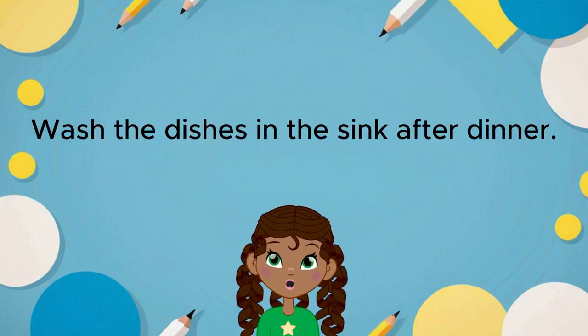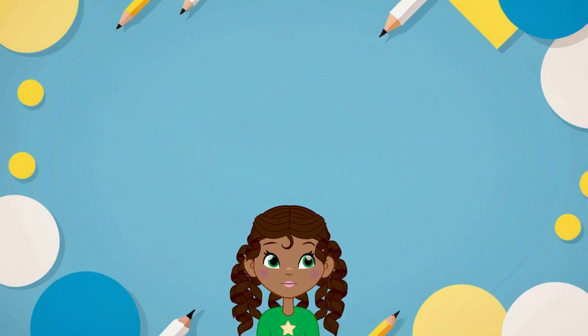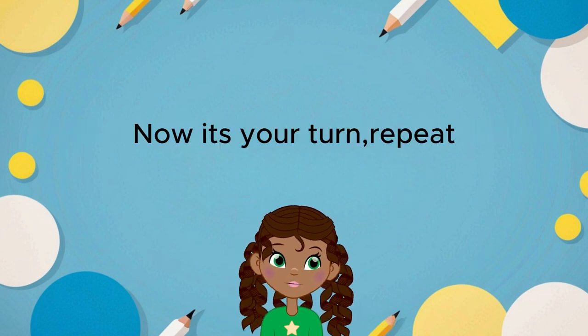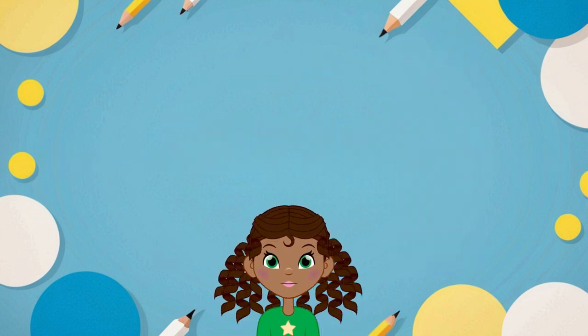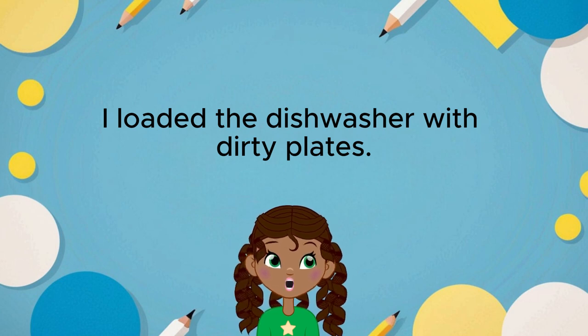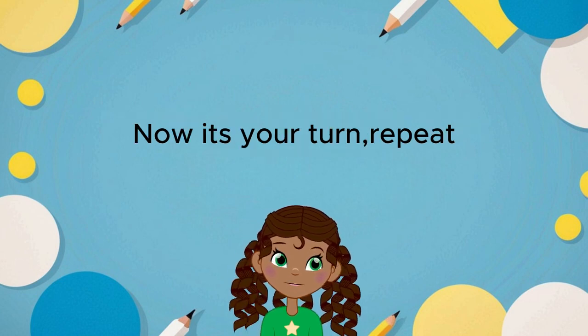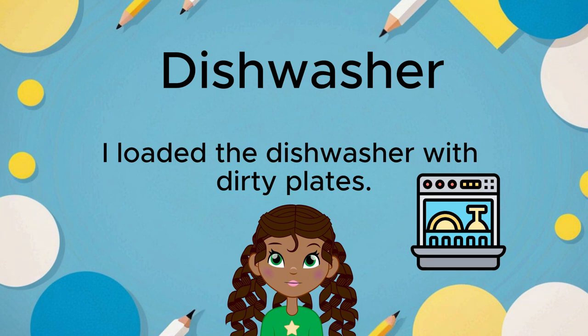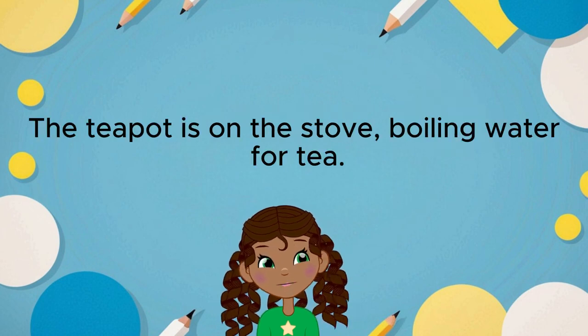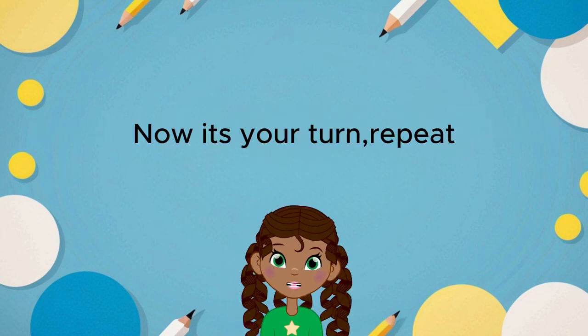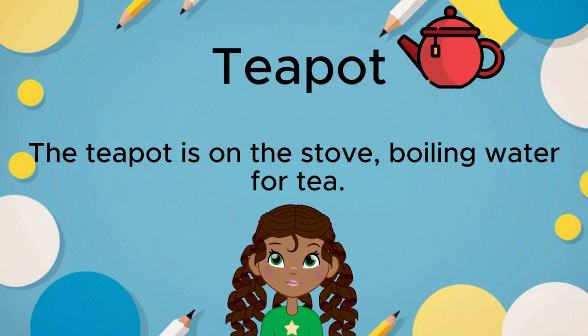Sink. Wash the dishes in the sink after dinner. Now it's your turn, repeat. Dishwasher. I loaded the dishwasher with dirty plates. Now it's your turn, repeat. Teapot. The teapot is on the stove boiling water for tea. Now it's your turn, repeat.